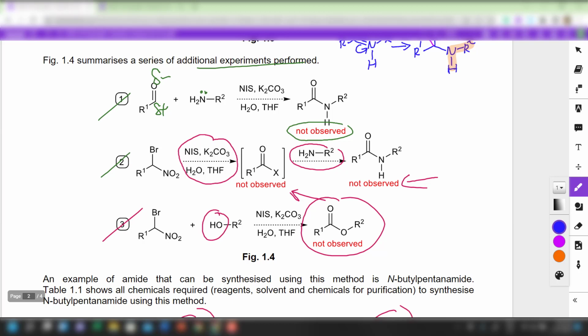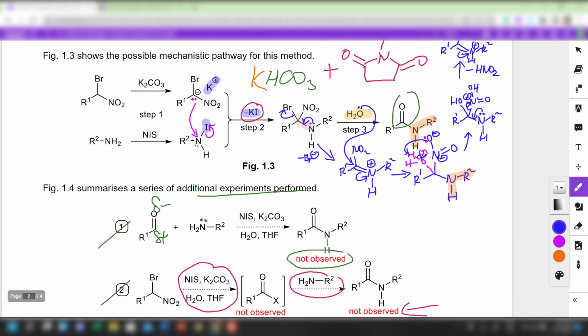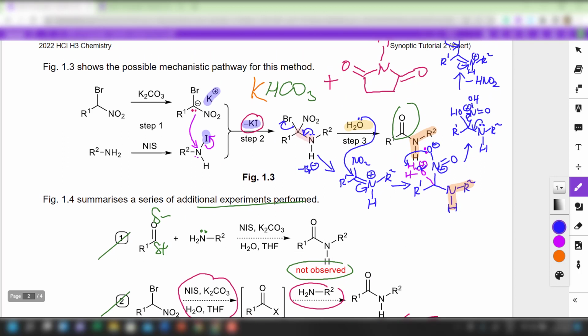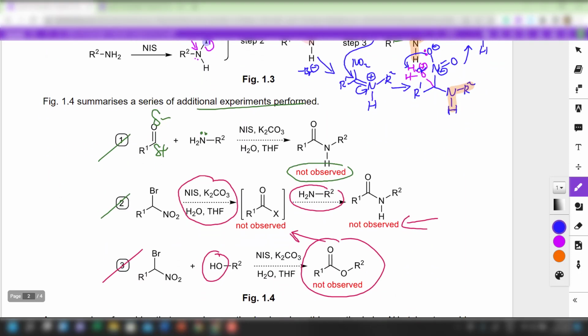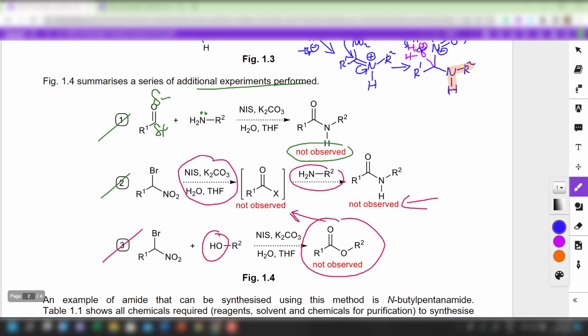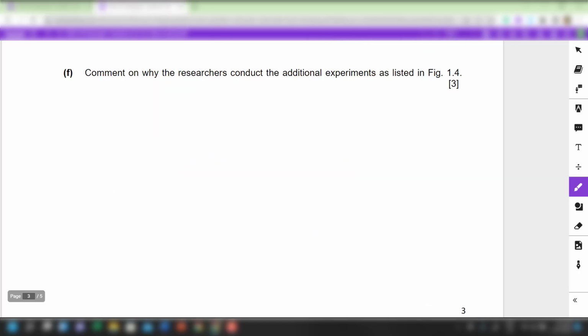And how do we support this? We support this because the ester is not being formed. If everything went through the same pathway as in figure 1.3, I would expect the eventual hydrolysis to lead to ester formation, but the ester is not observed. So that is how, for part F, we can comment on why the researchers conducted the additional experiments listed in figure 1.4. It's really to rule out those possible pathways.